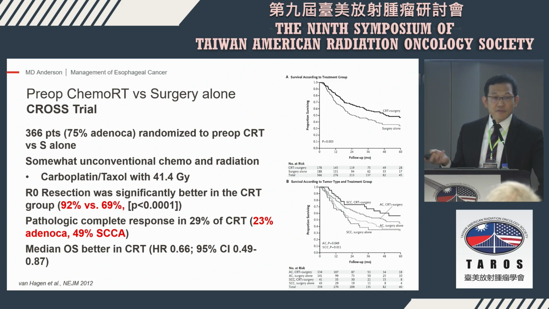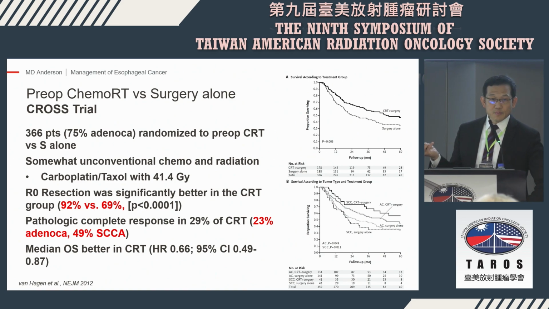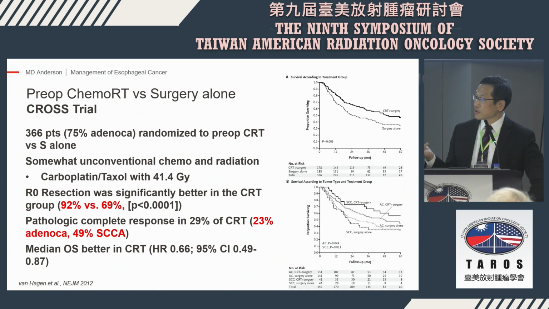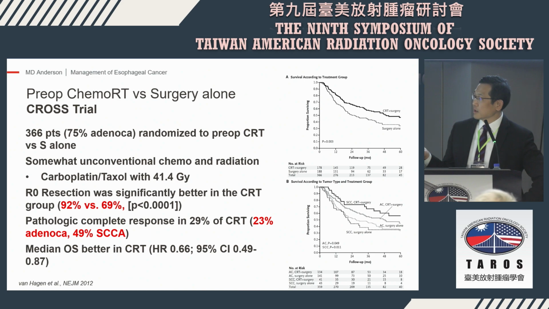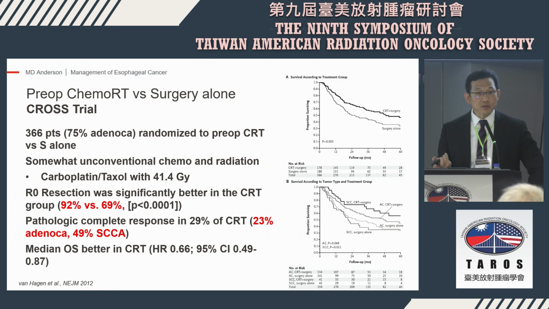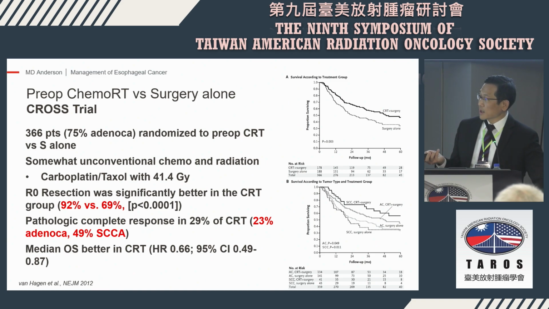However, they did show the benefit of preoperative chemoradiation. The R0 resection was better if you incorporate preoperative chemoradiation compared to surgery alone. Pathologic complete response was significantly better. It was actually 29% complete pathological response, compared to surgery alone, where there was no response, of course. However, if you look at the response based on histology, it was 23% for adenocarcinoma, and much better for patients with squamous cell carcinoma with incorporating chemoradiation.